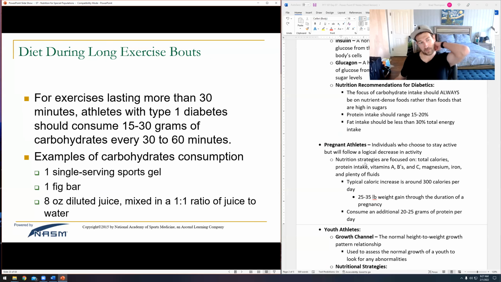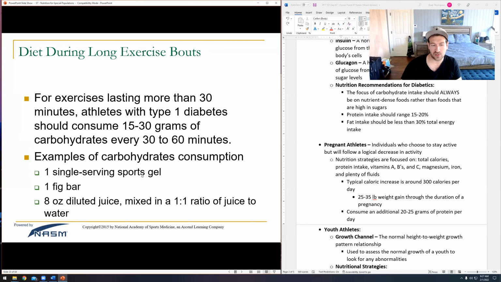When it comes to long bouts of exercise, if they are going for a big long hike or something, try to get enough carbohydrates consistently in, 15 to 30 grams every 30 to 60 minutes. That is half a bottle of Gatorade. Again, I don't love Gatorade because it's mostly sugar, but that is a really good example of a really fast acting carbohydrate.